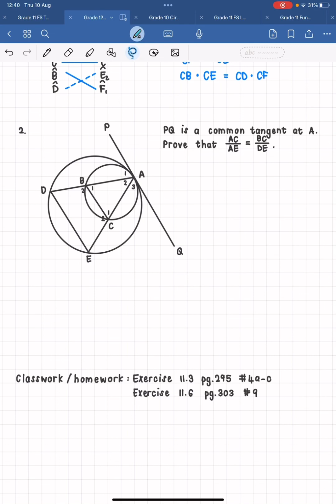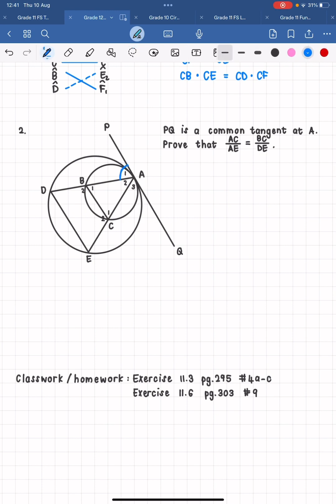Right? So PQ is a common tangent. So my first thought is tan chord, right? Now here we can actually use tan chord 4 times because we have a big circle and PQ, the fact that they're saying that PQ is a common tangent, that means that it's a tangent to the big circle and to the small circle. All right, so I'm going to use different colors here.